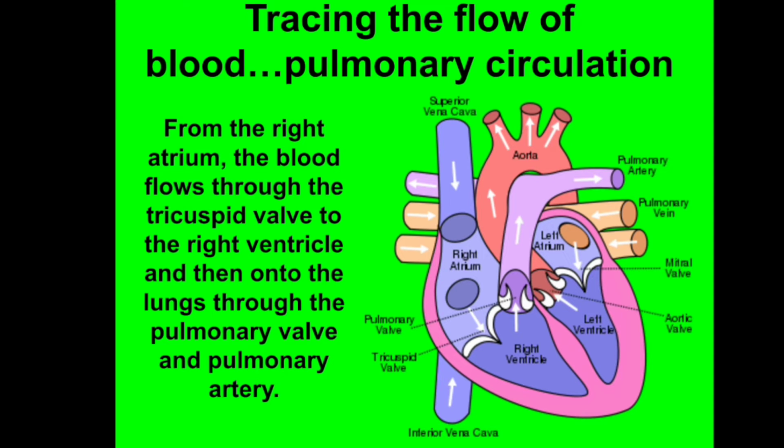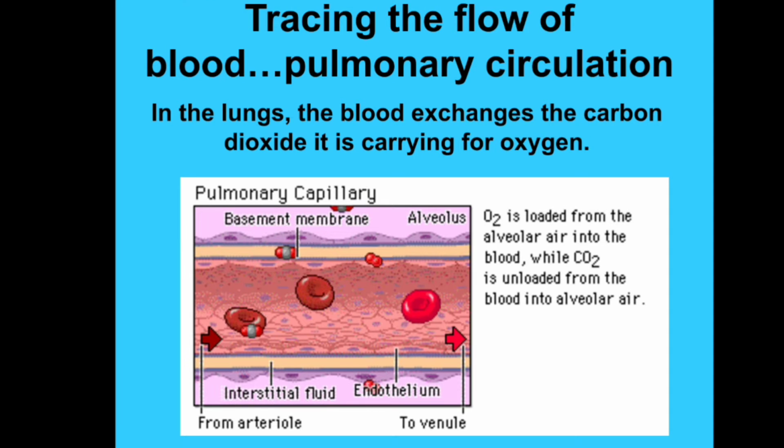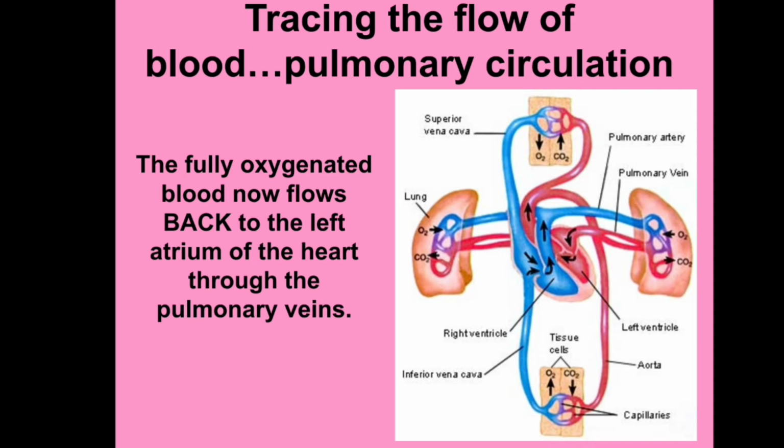Then, from the right atrium, the blood flows through the tricuspid valve to the right ventricle and then on to the lungs through the pulmonary valve and pulmonary artery. Then, in the lungs, the blood exchanges the carbon dioxide it is carrying for oxygen. Here you can see in the diagram. The fully oxygenated blood now flows back to the left atrium of the heart through the pulmonary veins.